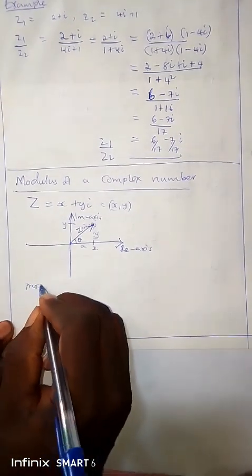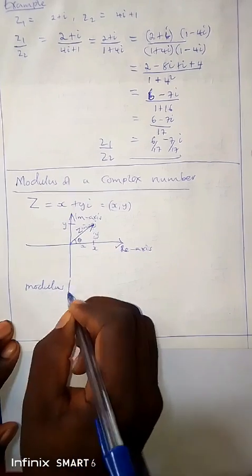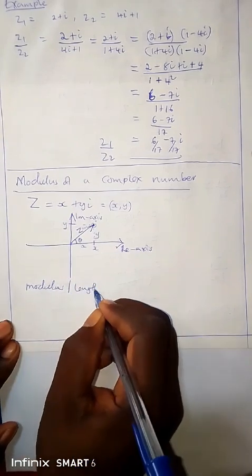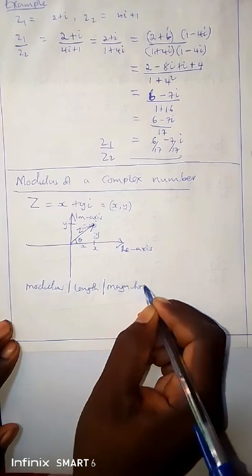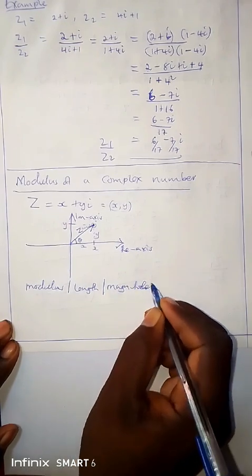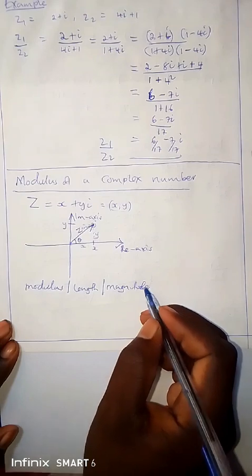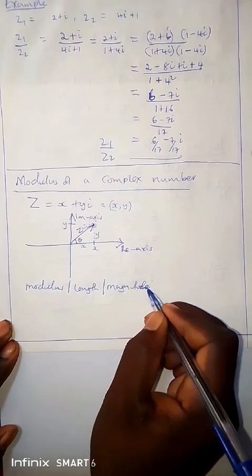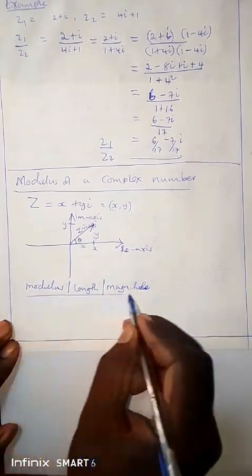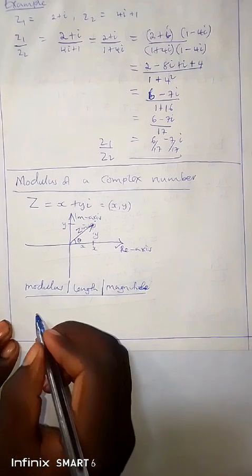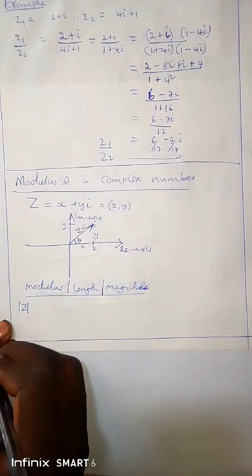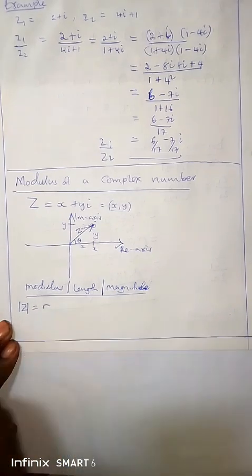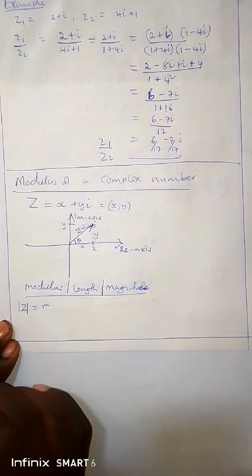We call it modulus. Some people call it length. Some people call it magnitude of the complex number. So how do you get it? If a complex number is z, we denote it by z bar. This one we can call it R. How do you get length here?